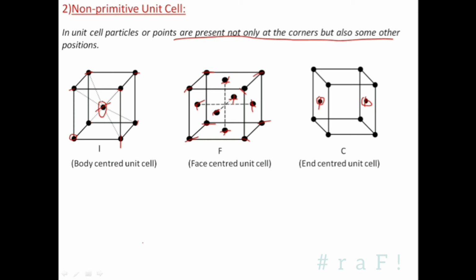This is not correct. To calculate the number of atoms present in a unit cell, there is a method for calculation. See this, the calculation of the number of points, particles or atoms in a unit cell. First point is, a point present at the corners of a unit cell is shared by eight other unit cells. Therefore, each such point has a contribution of 1 by 8 to the unit cell.